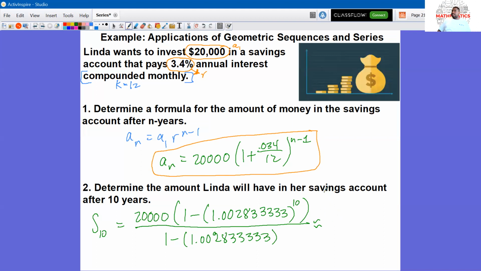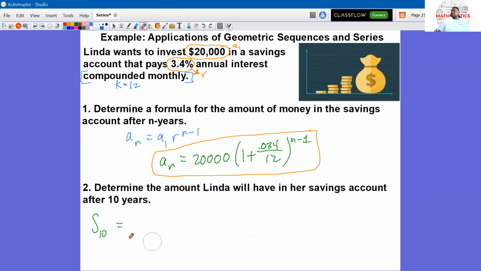But we have to be careful. It says determine the amount Linda would have in her savings account after 10 years. And it says how much she gets over 10 years. So you're looking for A10. That's what you're looking for. So here you're looking for term number 10.